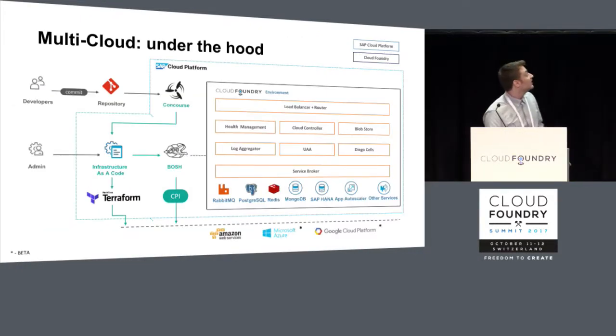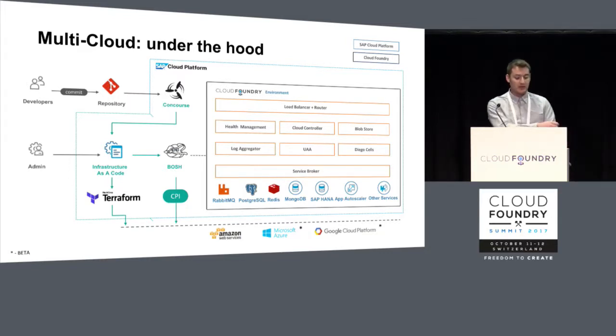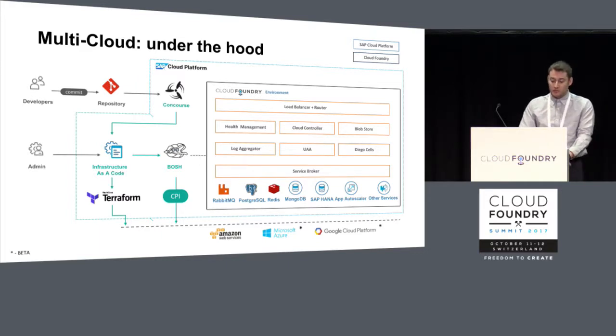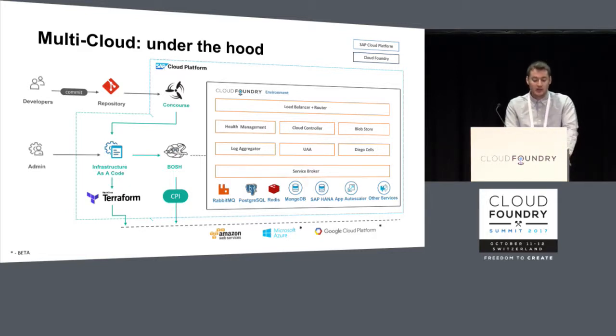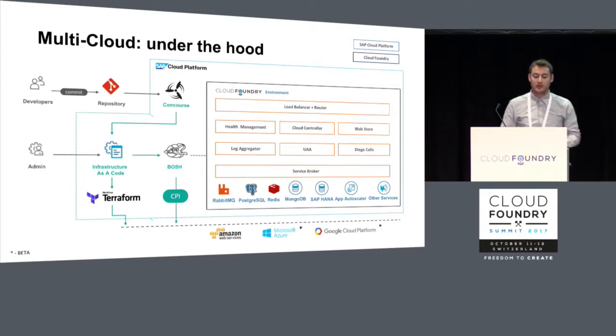So let's see what happened under the hood. How was this done on Azure? Briefly on this slide, you can see how we do the deployment of the Cloud Foundry environment and other services on top of different cloud providers. You may find in our toolbox that we are using tools like Terraform and Bosh, and also Concourse for continuous integration. The central role here belongs to infrastructure as code. It's a method to define infrastructure components and all their requirements in the form of code.